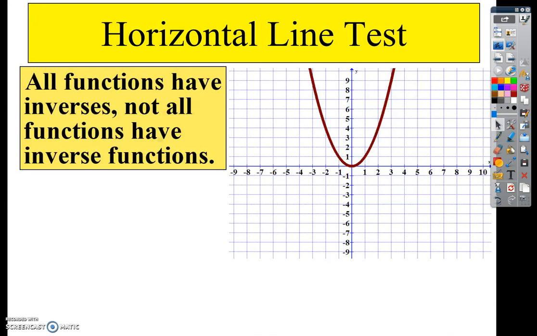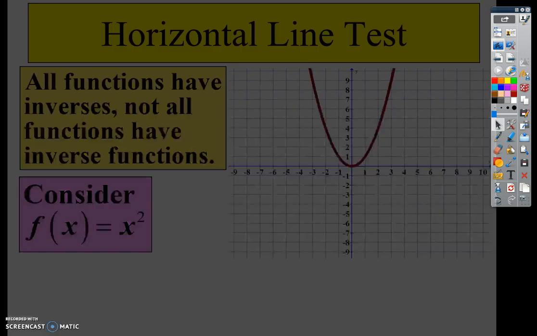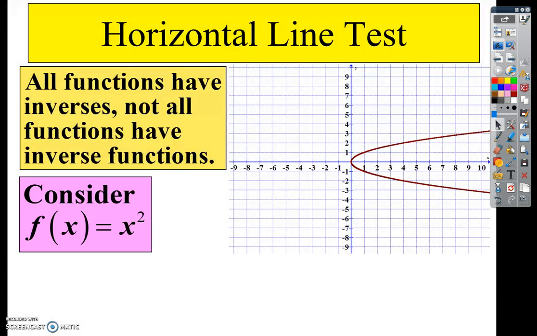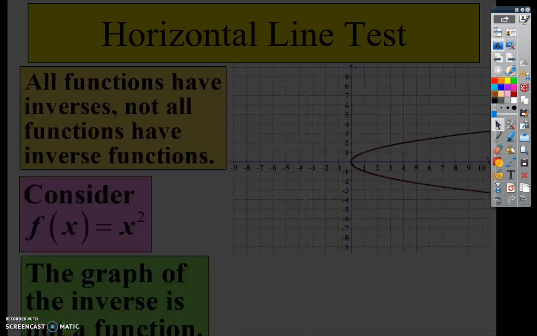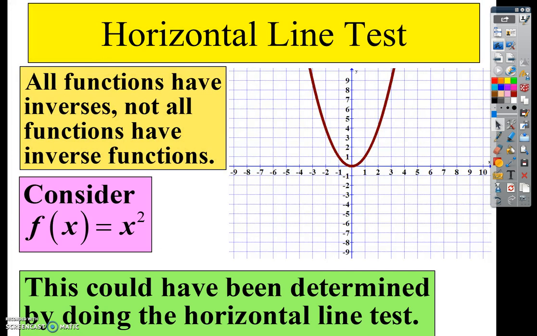All functions have inverses, but not all functions have inverse functions. So here is the graph of x squared. Here is the graph of its inverse, which is not a function because, of course, it fails the vertical line test. And then we can see the horizontal line test, which we talked about briefly last year: if there are 2 points, it's not going to pass the vertical line test once we flip it over. So even functions usually do not have inverses. Everything has an inverse relation. The question is whether it's an inverse function.